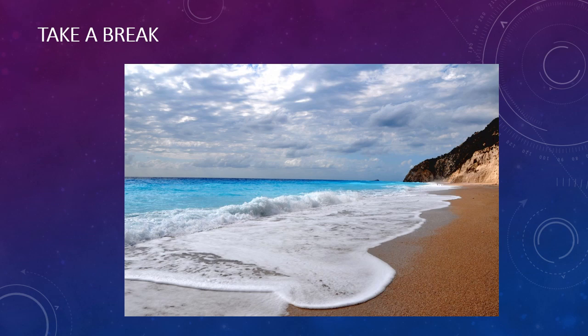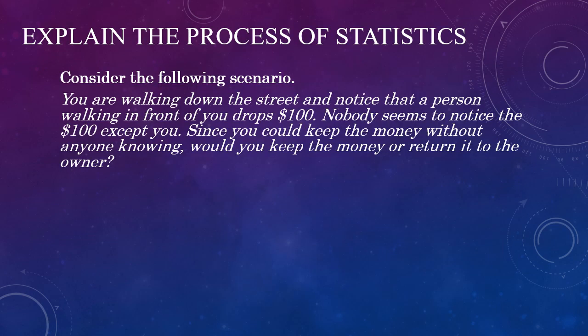finish this lecture. So let's look at the next objective of this chapter, which was to explain the process of statistics. And let's do this by using the example in your text. Consider the following scenario. You're walking down the street and notice that a person walking in front of you drops $100. Nobody seems to notice the $100 except you. Since you could keep the money without anyone knowing, would you keep the money or return it to the owner?